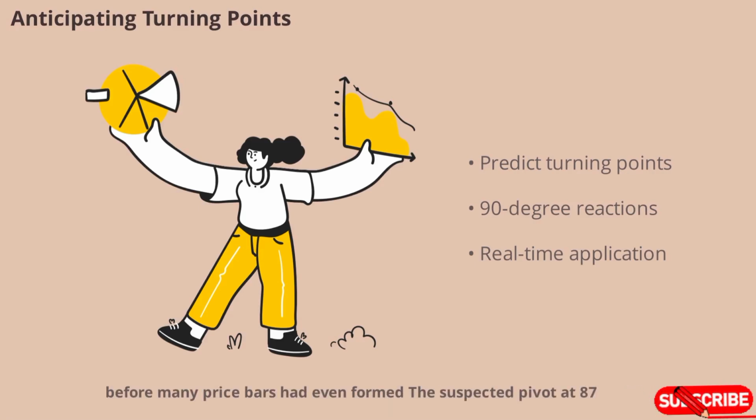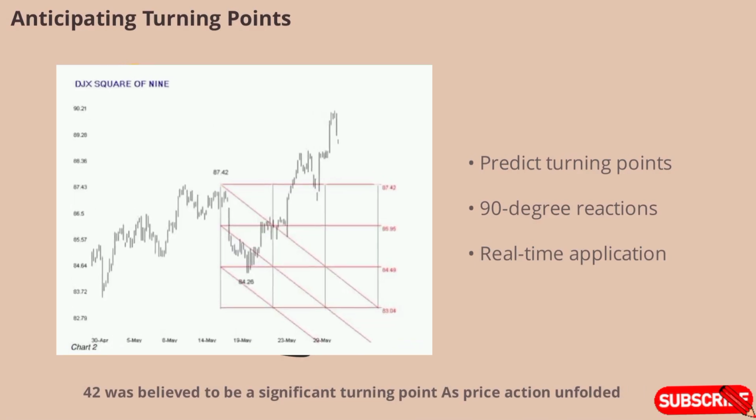The suspected pivot at 87.42 was believed to be a significant turning point. As price action unfolded, the bounce off the 84.49 horizontal line confirmed expectations. This level was 90 degrees down from the pivot high.